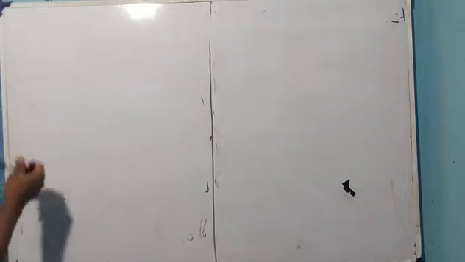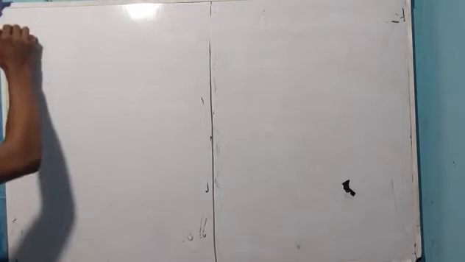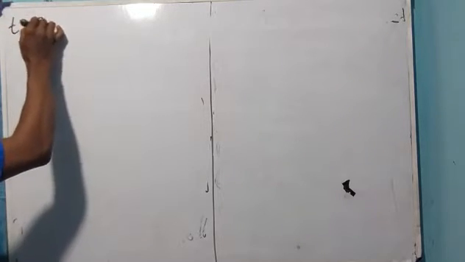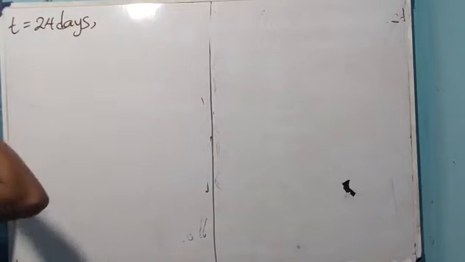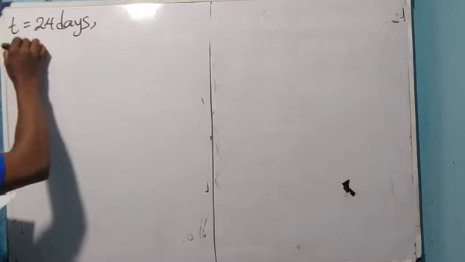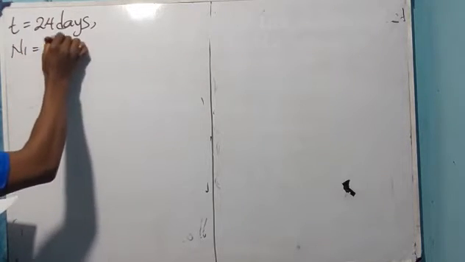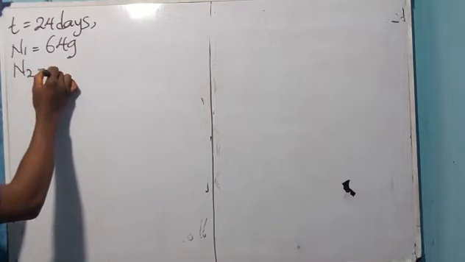Which means that from the question they said in 24 days, which means that t is equals 24 days. Alright, that is for that. And they said that the mass decreased from, which means that N1 is equals 64 gram. Then N2 is equals what?